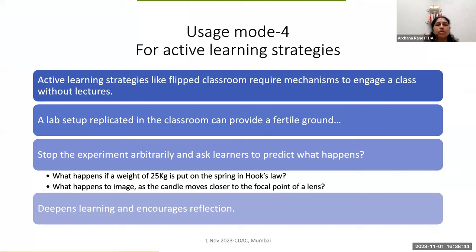It's called the active learning strategy. So what you can do is set certain parameters in the lab, and then pause there. Okay. And what you will ask the learners is to predict what will happen next. For example, what happens if I put a weight of 25 kg on the spring in Hooke's law? What happens when the candle moves closer to the focal point of a lens? What happens when I dip the stone tied to a string into salty water? How much liquid gets displaced? So these kinds of questions you can pose.